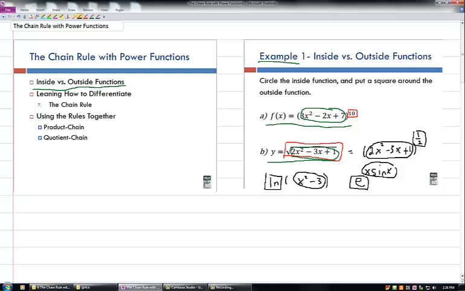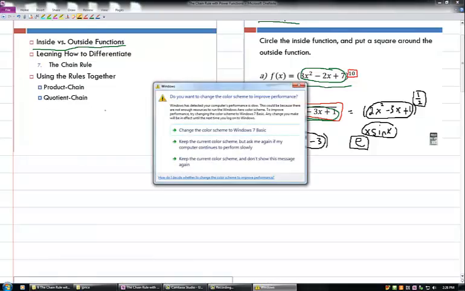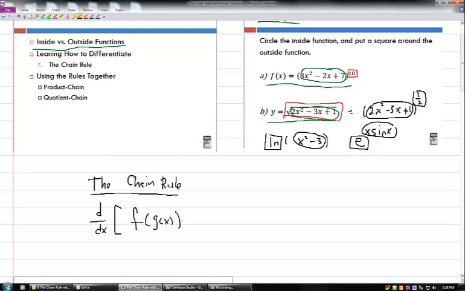And the reason for this is as follows. If you look on your rule sheet, you'll see the chain rule. It's one of the more complicated rules. It's probably the one that's the most confusing to students. And so it says d dx of f of g of x. So we have g of x inside f of x.